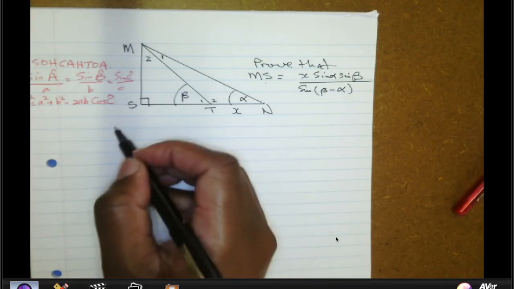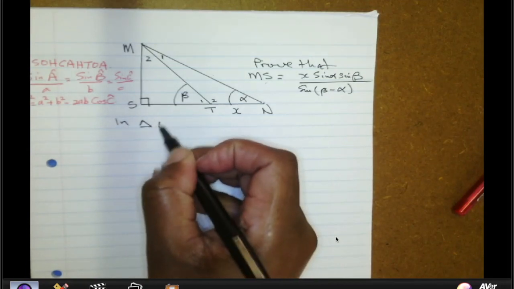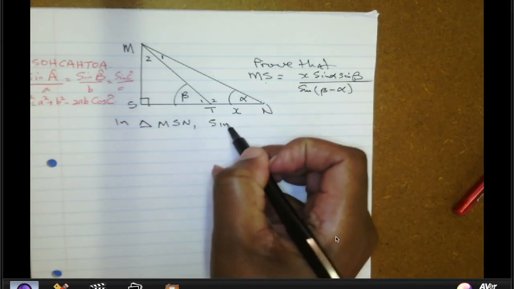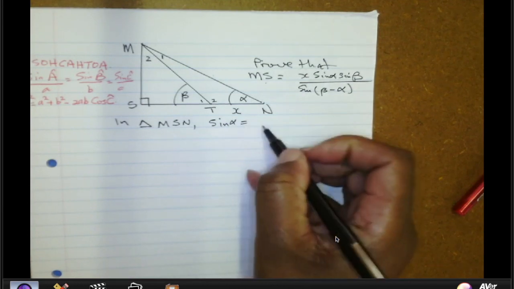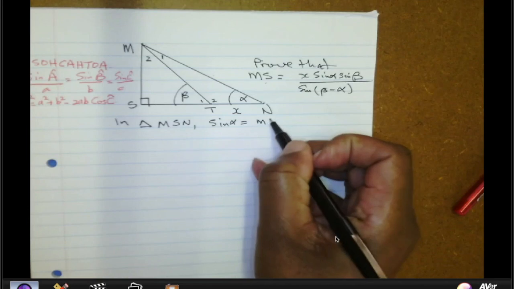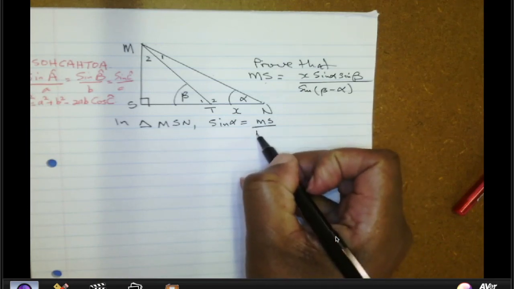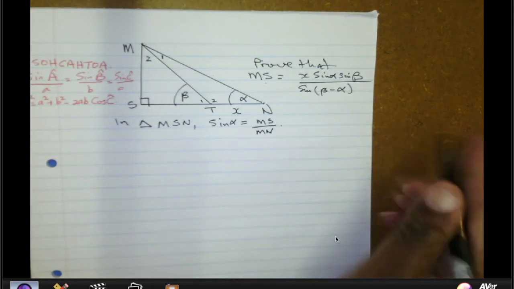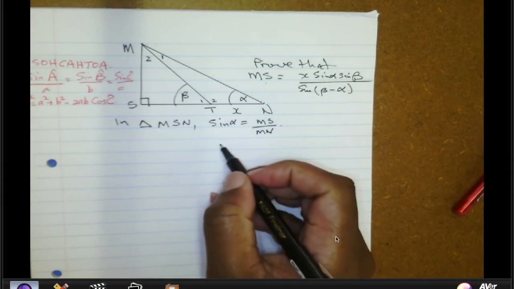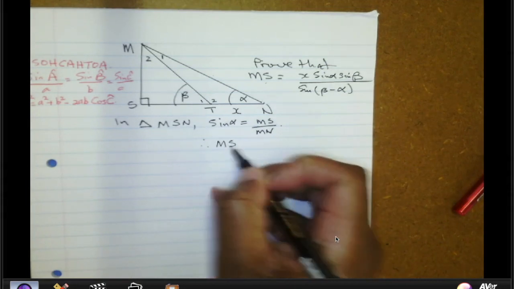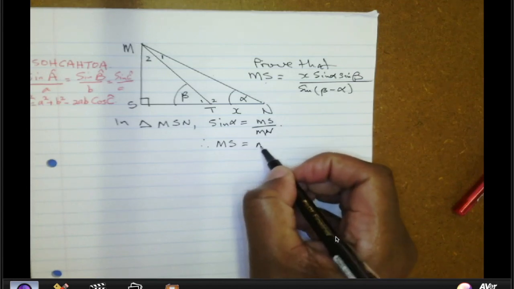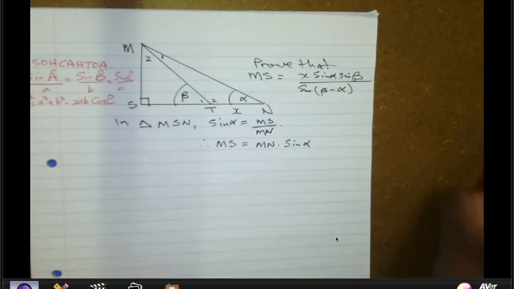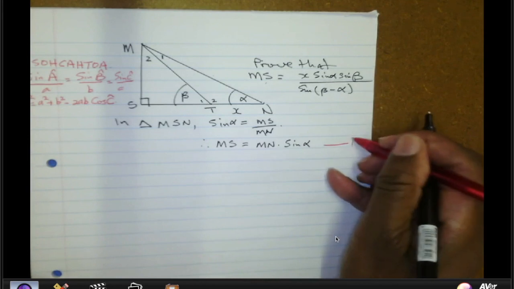So I'm saying in triangle MSN, sine of angle alpha is opposite over hypotenuse. So it's MS divided by the hypotenuse, which is MN. But remember, the question is looking for MS. So this means MS should be equal to MN multiplied by the sine of angle alpha. I'll call this one my number 1.